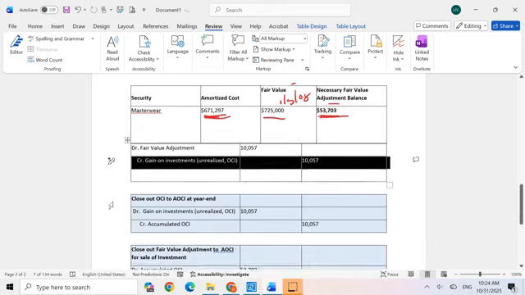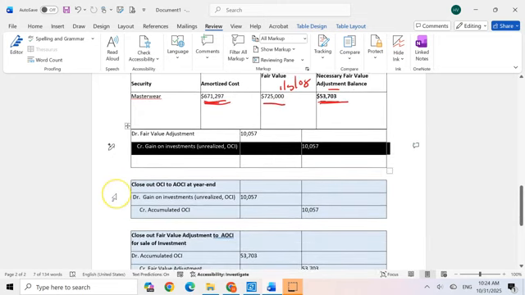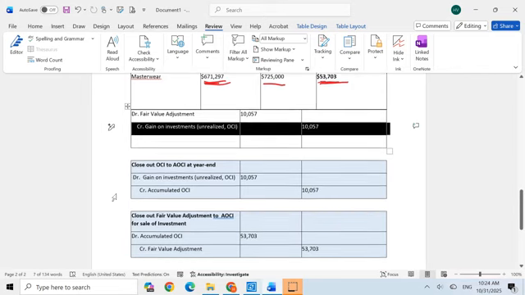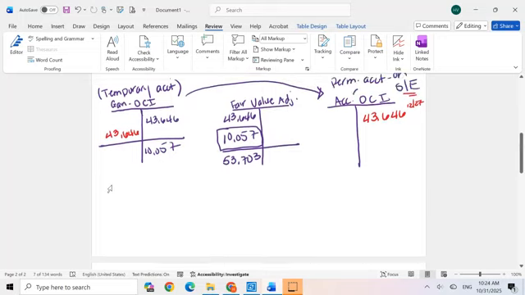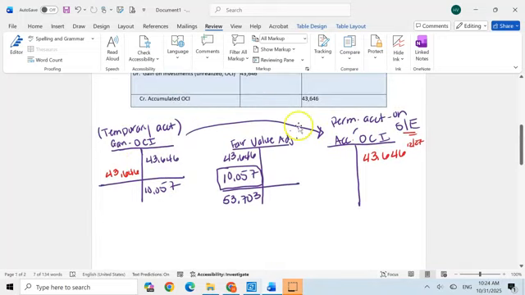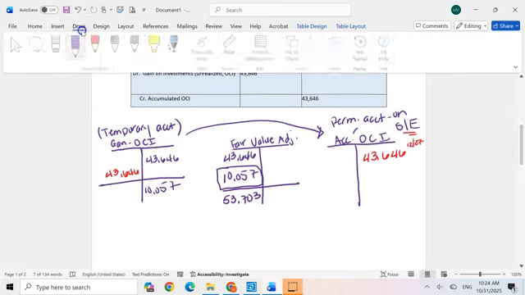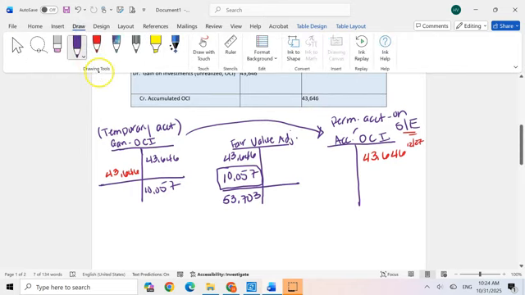Now, before we record the actual gain or loss on this investment, because we actually sold it, I'm going to show you how we also are going to transfer out, we're going to close out this OCI to the accumulated OCI, okay? So what's going to happen right before we record the actual gain journal entry, we have to close this out.